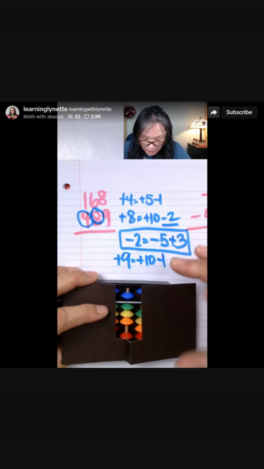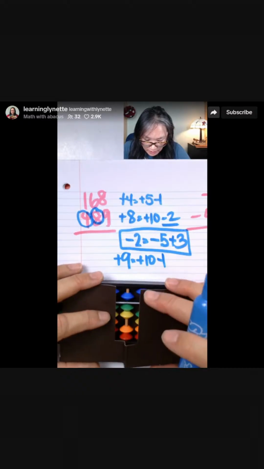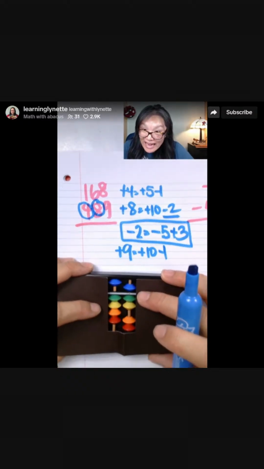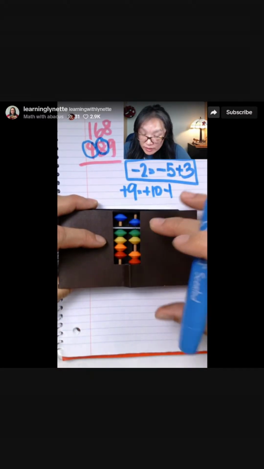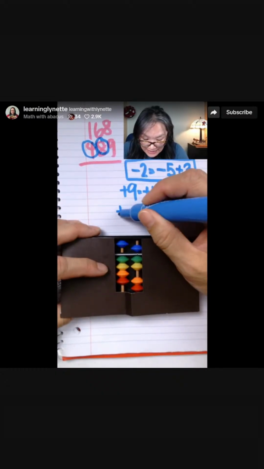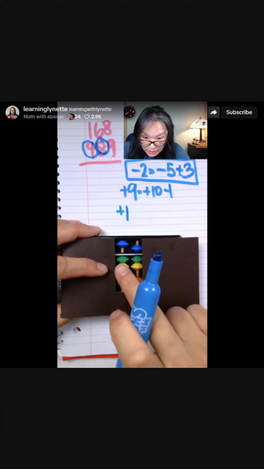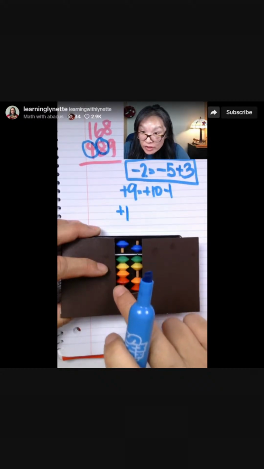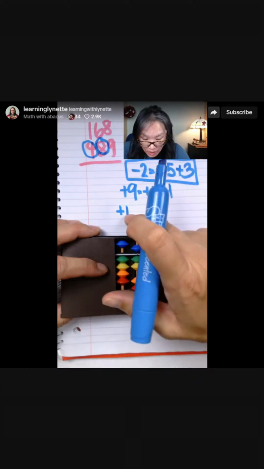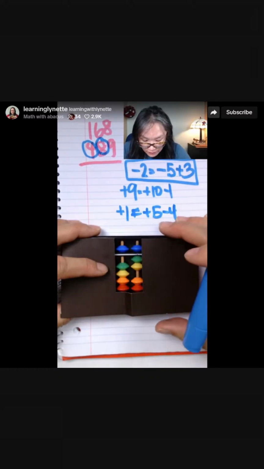When we add the 10, can we do it? We can't, but we remember that when I want to add the 10, it's the same thing as adding the 1 in the tens column. Add the 1, can't do it. So what I'm going to do is plus the 5 minus the 4. So my final answer is 657.